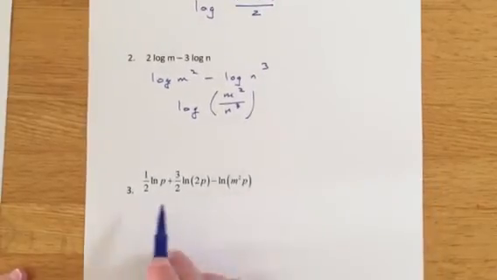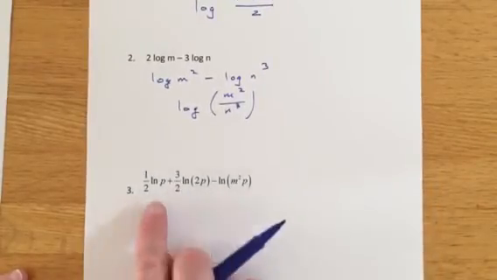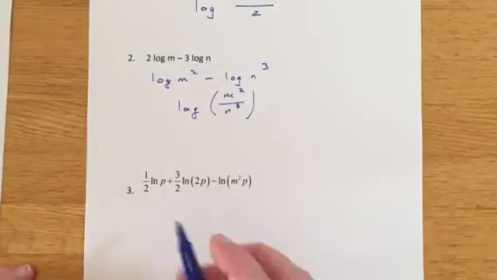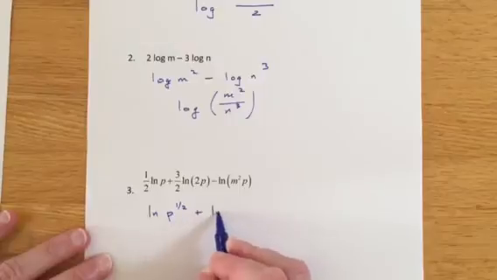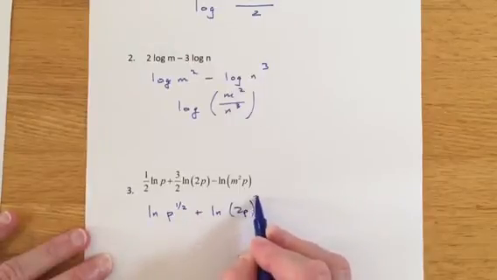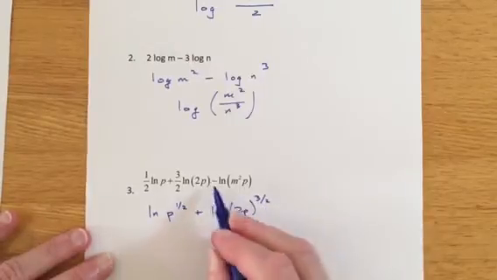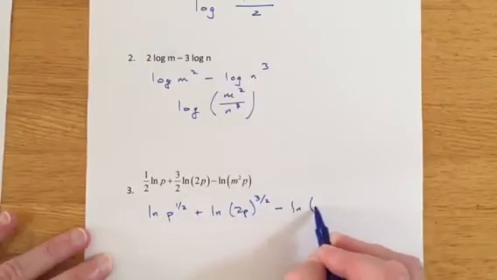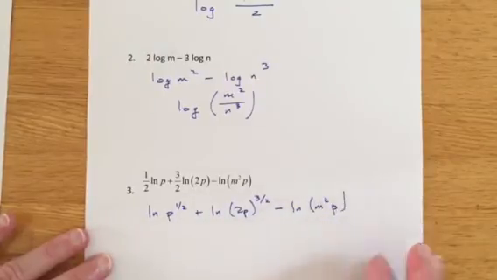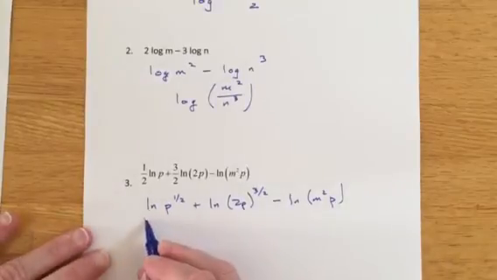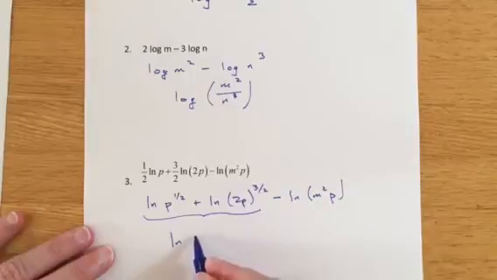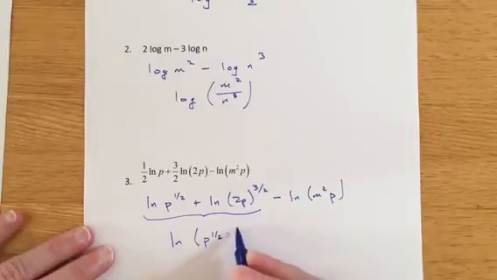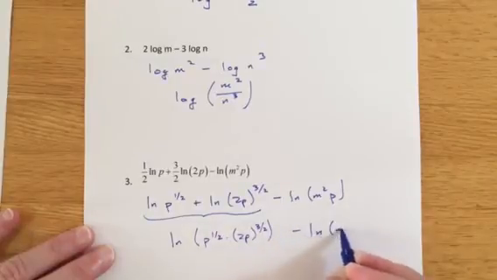Similarly here, we have lots of logs added and subtracted, but they have coefficients. We have to deal with the coefficients first. So log of p to the 1/2 plus ln, be careful with your parentheses here, 2p to the 3/2. And then no coefficient here, coefficient is already 1. Now again, I'll do this one at a time. So I'll combine these two. 2 logs added would be 1 log multiplied, so p to the 1/2 times 2p to the 3/2. Still have this guy.